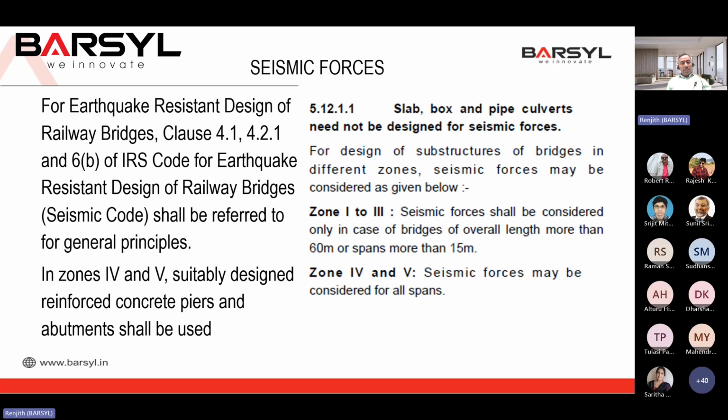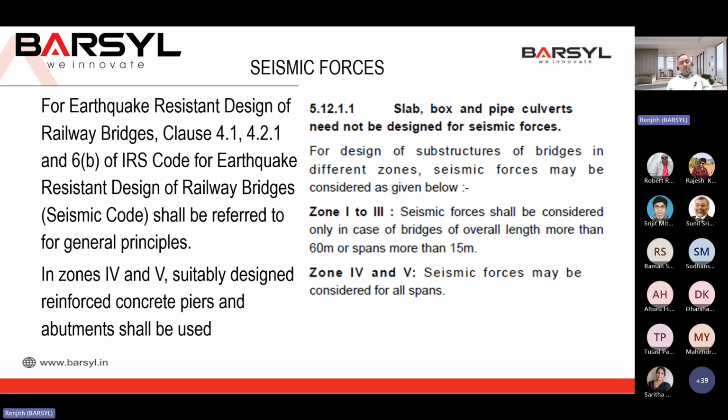For design of substructure of bridges in different zones, seismic forces may be considered as given below. Zone 1 and 3 seismic force shall be considered only in case of bridges of overall length more than 60 meters. India is classified into zone 2, zone 3, zone 4 and zone 5. The seismic intensity will be maximum at zone 5, lesser at zone 4, still lesser at zone 3 and least at zone 2. In latest codes, zone 1 and 2 are merged, so zone 2 will have the least seismic intensity.